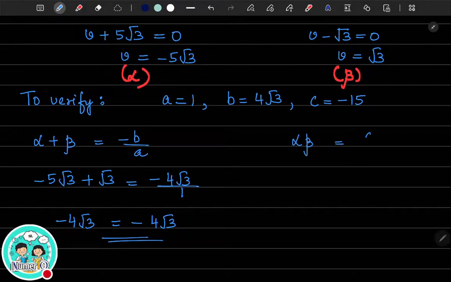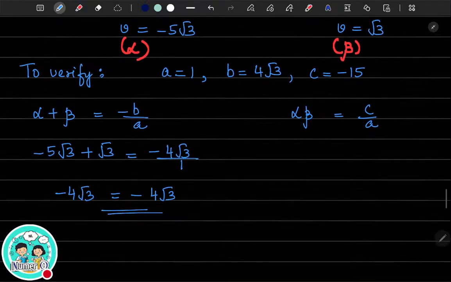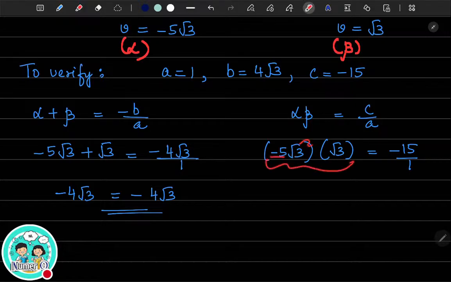Alpha beta is equal to c by a. What is your alpha? Minus 5 root 3 multiplied by root 3 is equal to c. c is nothing but minus 15 by 1. So what is the value here? Minus 5 multiplied by root 3 into root 3, which is 3, is nothing but minus 15, equal to minus 15, hence verified.